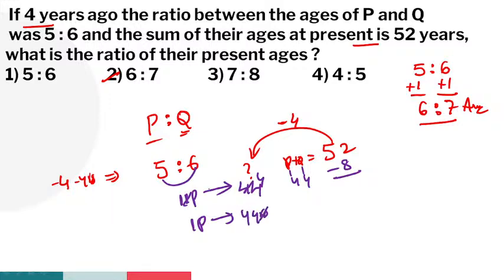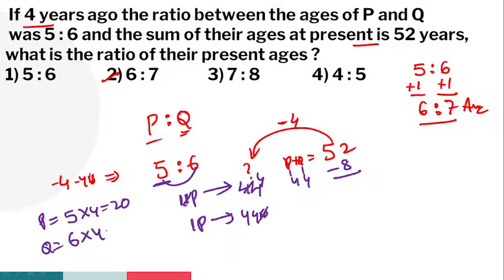4 years. So we have to find out the present ages of P and Q. So P is how many parts here? 5. But it's not the present, it's 4 years ago. So P is how many parts? 5 parts. So 5 into 4, 5 fours are 20. And Q is how many parts? 6 parts. 6 fours are 24. But the problem asks us to find out the present ages.